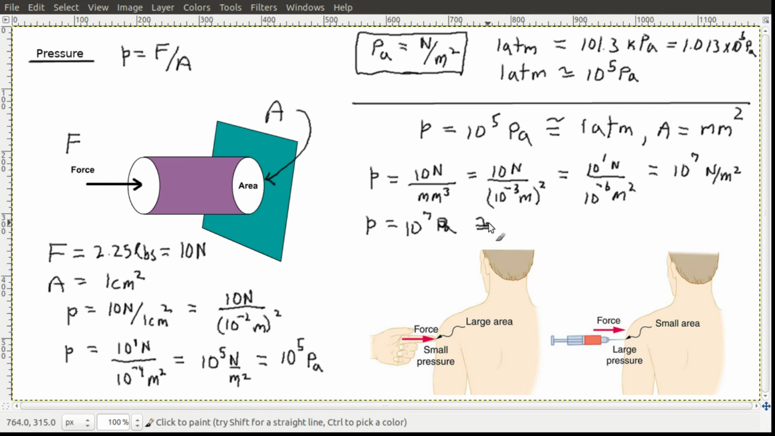And that's pretty close to 100 atmospheres of pressure, right? 10 to the 7 is like 100 times 10 to the 5. So that's about 100 atmospheres of pressure. Will that be enough to break the skin? Well, a 1 millimeter, I don't know if I could draw a little millimeter. Maybe that's what it looks like. A square millimeter.